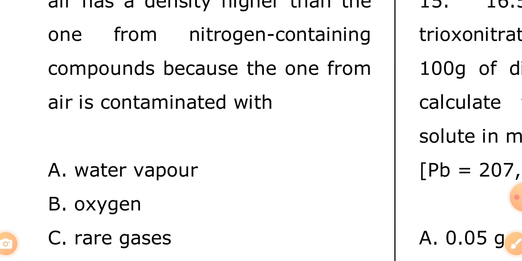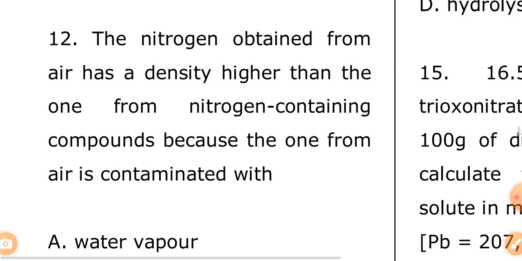Are you with me? Okay. The nitrogen obtained from air has a density higher than the one obtained from nitrogen containing compounds because the one from air is concentrated with dash. Pay attention. This one is not a question we should rush. Remember, what I'm giving you are things to expect, so it's not a joke. It is what most likely JAMB will pick from.